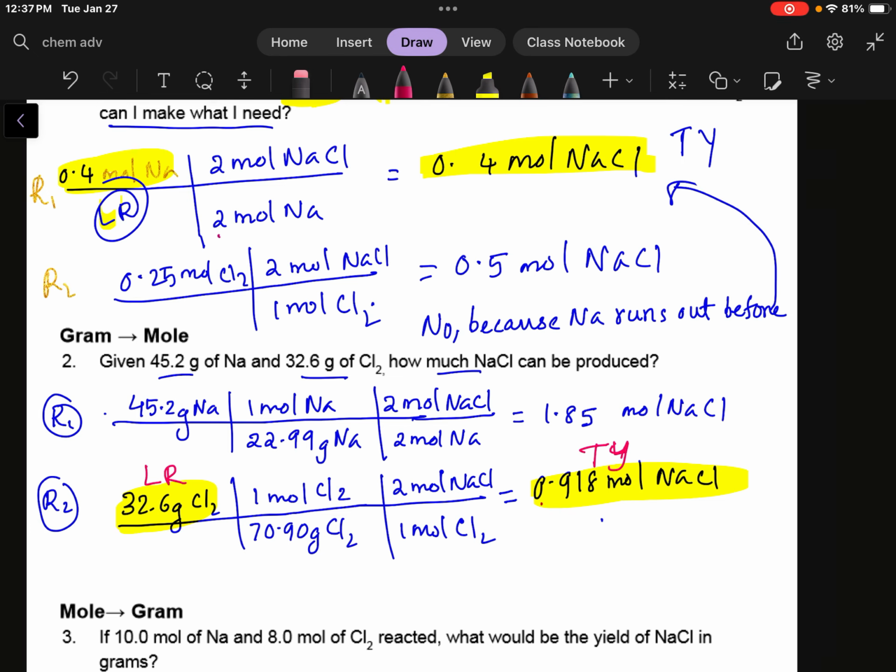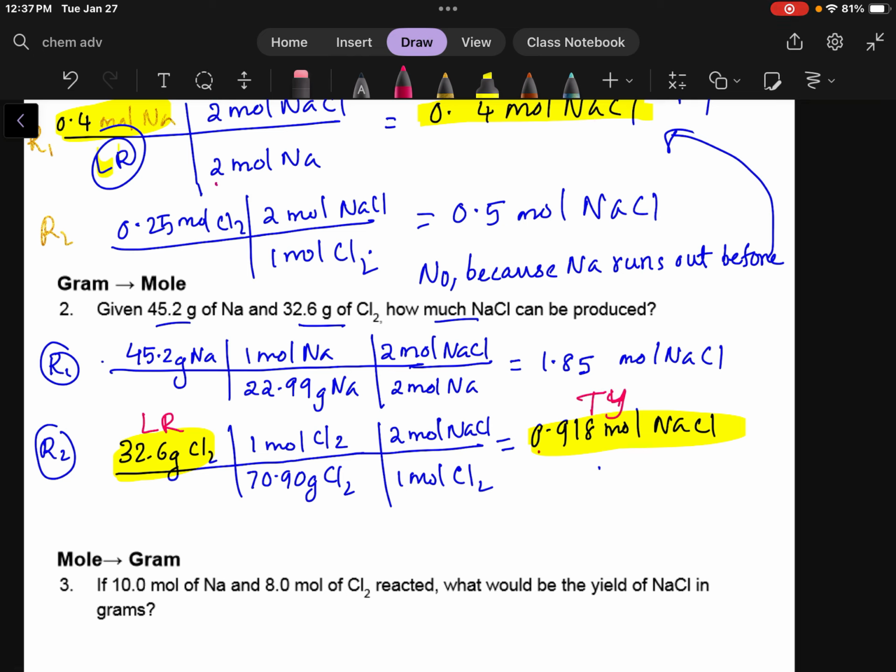So now let's go ahead and find how many grams of that will be produced. You can continue this one to gram, it's up to you, or just pick the theoretical yield. I'm going to write 0.918 moles of NaCl, and 1 mole of NaCl is, I think, 58.44 gram of NaCl. That is the mass you will get in gram.